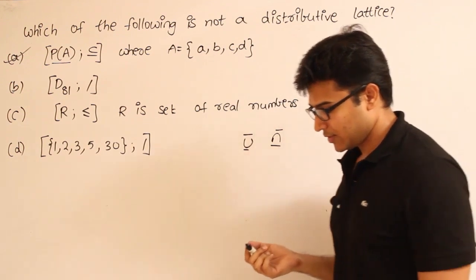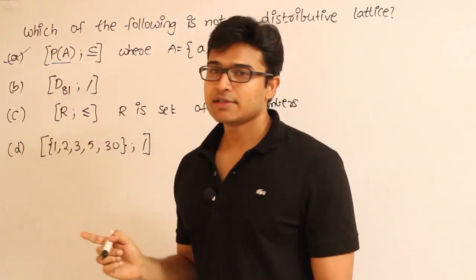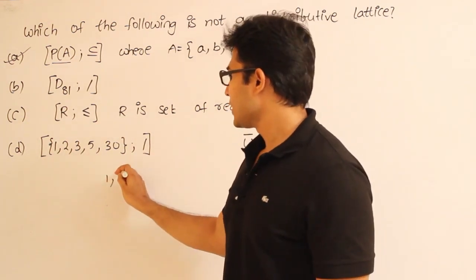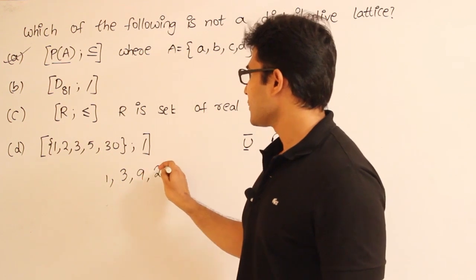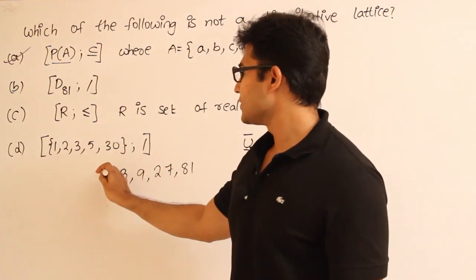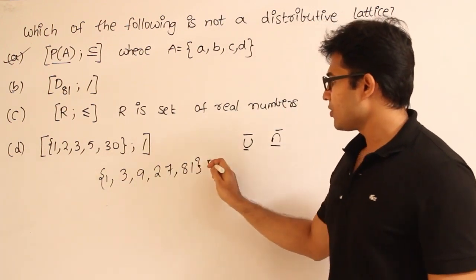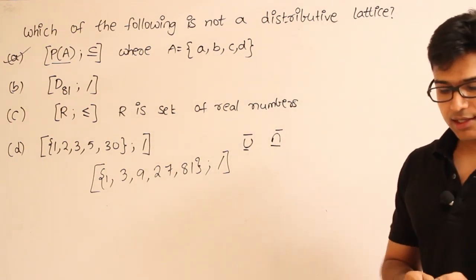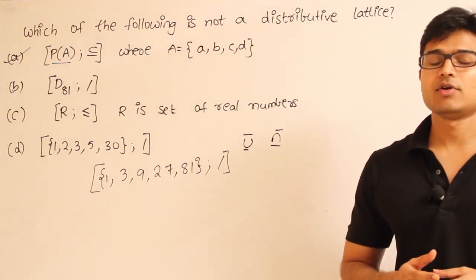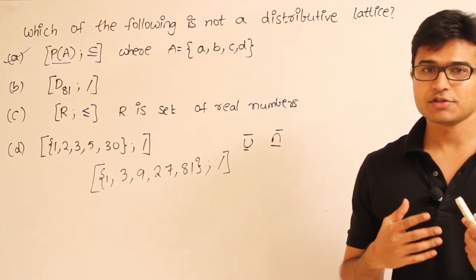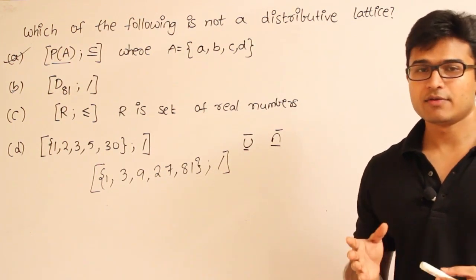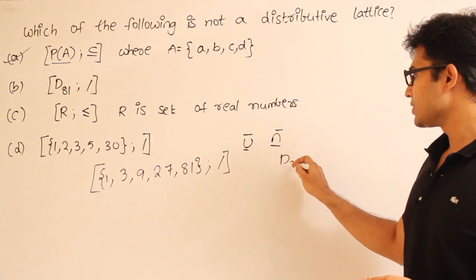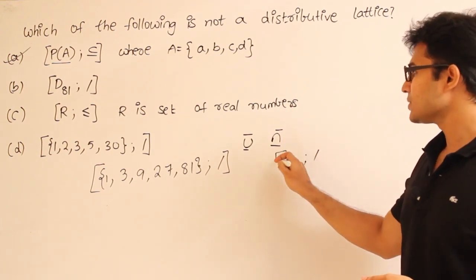The first one is distributive. Now let's talk about D81 and divides. So what is D81? D81 is the set of all positive divisors of 81. What are all the positive divisors of 81? 1, 3, 9, 27, 81. So these are all the elements which divide 81, right? And now the relation is divides. One important property that you should remember is that for any Dn where n is a positive integer, Dn comma divides is always a distributive lattice.